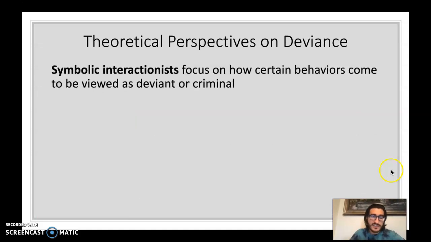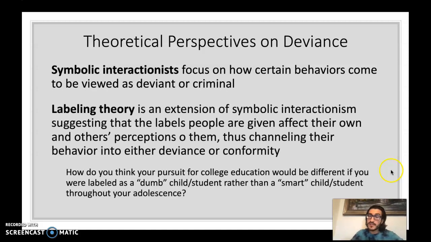So lastly, let's take a look at symbolic interactionism. Symbolic interactionists, again, are going to focus on how certain behaviors come to be viewed as either deviant or criminal. So how do we as a society label something as deviant, or how do we label something as being criminal, and the distinction between the two? Well, we use what they refer to as labeling theory, which again is another theory that's heavily used in criminology, but is definitely akin to symbolic interactionism.